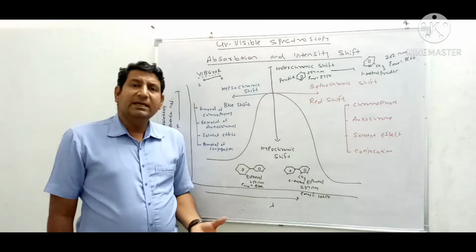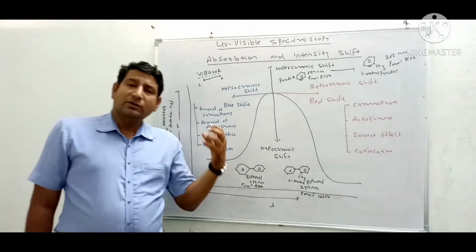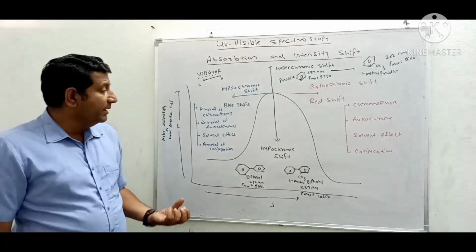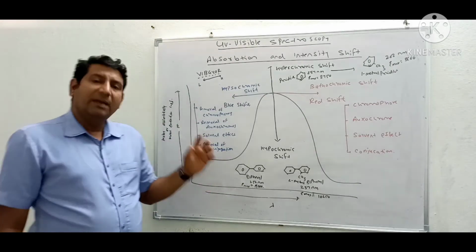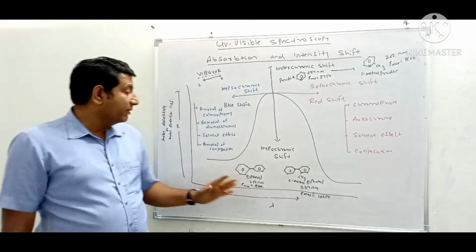Solvent effect. We have studied that methanol, ethanol, and water are solvents which absorb at shorter wavelength, with lambda max around 165 nanometer. If we change the solvent of a compound, then certainly the lambda max of that compound will be changed and it will be transferred to shorter wavelength.